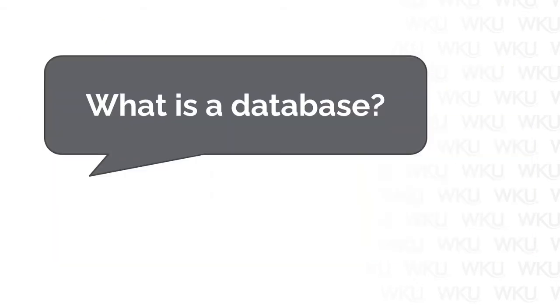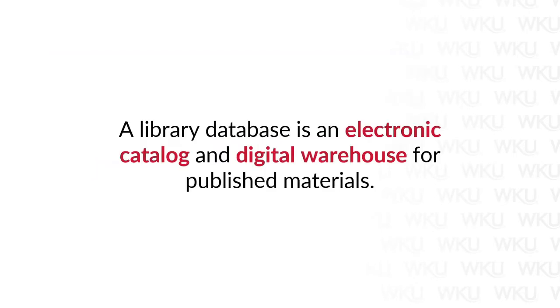Before we discuss how to access library databases, it is important to define what a database is. So, what is a database? A library database is an electronic catalog and digital warehouse for published materials. These materials most commonly include journal, newspaper, and magazine articles. Often, other items such as books, videos, and audio files are included as well.